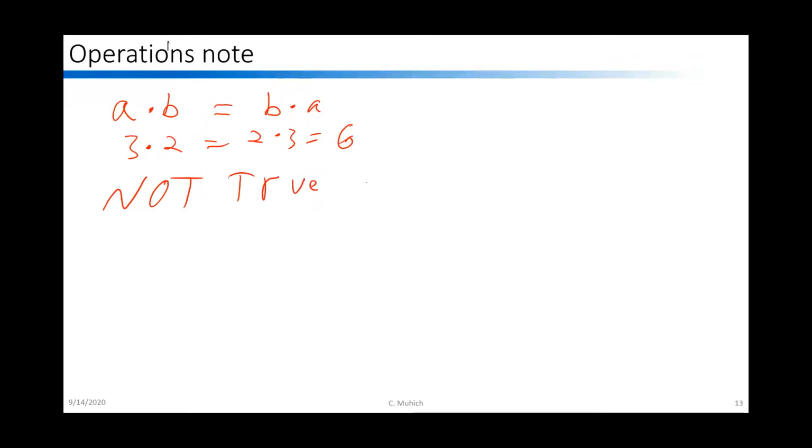I want to make a quick note about mathematical operations. If you remember from scalar algebra, if I take A times B, this is equivalent to saying B times A, right? So 3 times 2 is equal to 2 times 3 is equal to 6. This is not true in linear algebra, in matrix math.